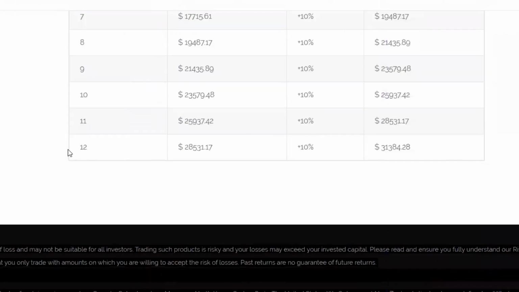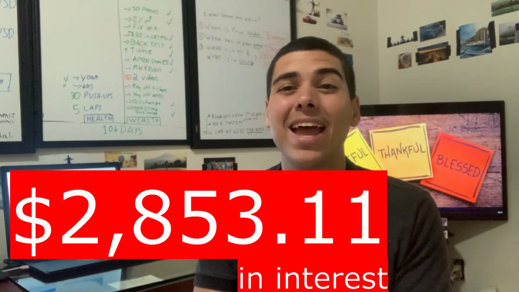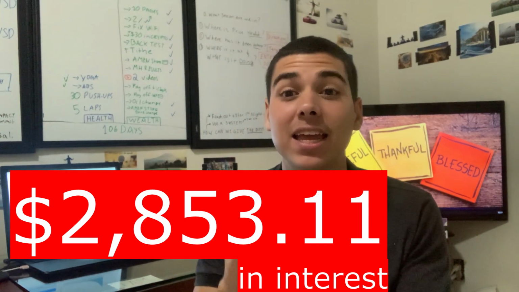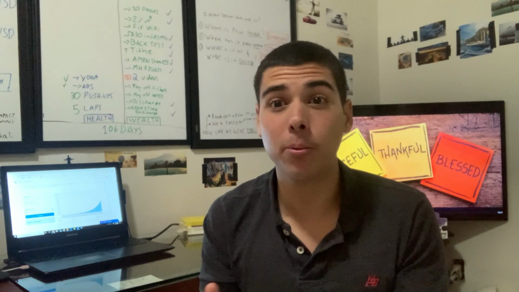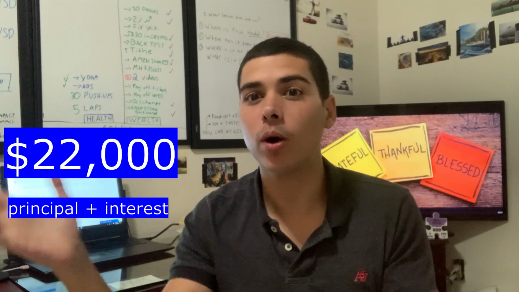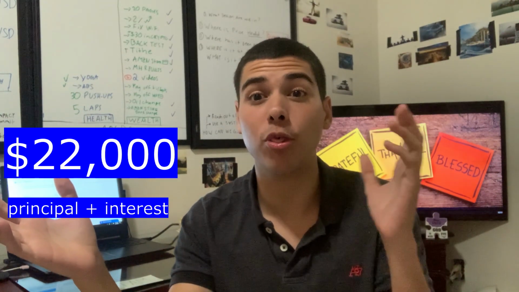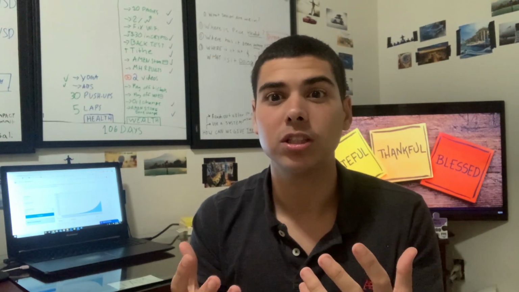And then let's look at the last month and how much you're paying me. So the last month, you're paying me $2,853 with 11 cents in interest. So I want you to really take a look at this, because with simple interest, you were paying me $22,000 back. But with compound interest, now you're paying me over $30,000 in the same year. Now this is the secret that most wealthy people actually use to get rich.